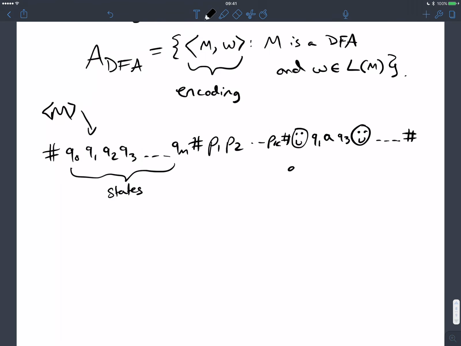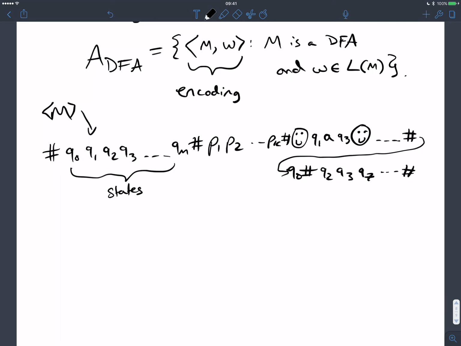Then let's say Q0 is the start state, so this wraps around. And then the final states, let's say Q2, Q3, Q7. I'm not saying this is the encoding. As long as we set up a suitable encoding of the DFA, and the machine can extract the information it needs in a finite amount of time, I don't care what the encoding is. This is just one encoding, but it could be any encoding.